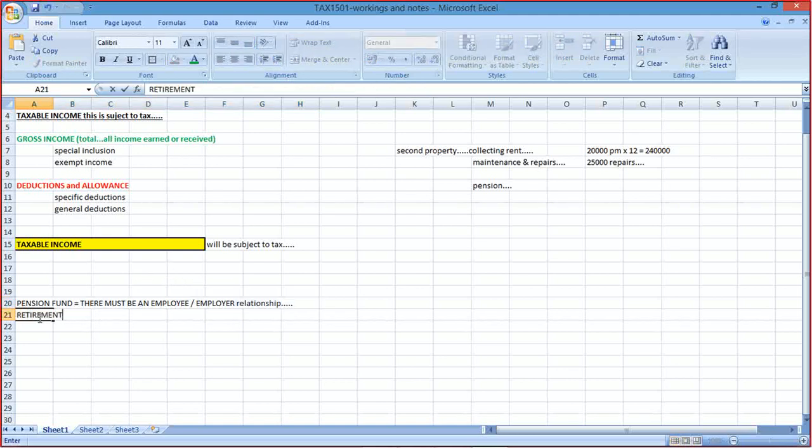A retirement annuity is a standalone product. Standalone means you don't have to have an employer-employee relationship. An individual that isn't employed can take out a retirement annuity if they choose so. So an individual would take out an RA separate to any employer-employee relationship.